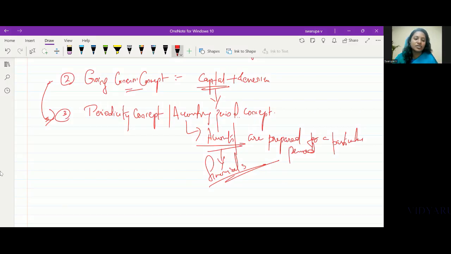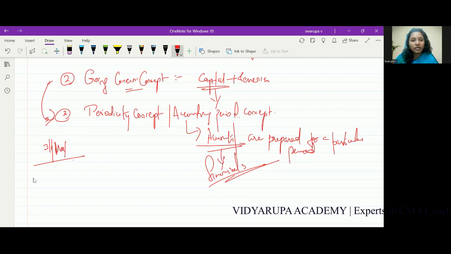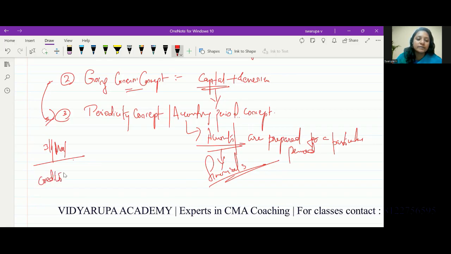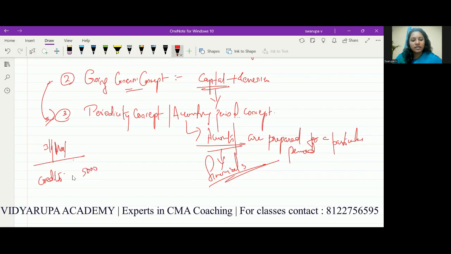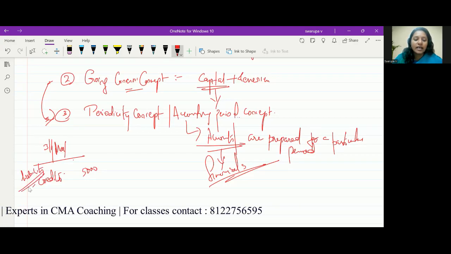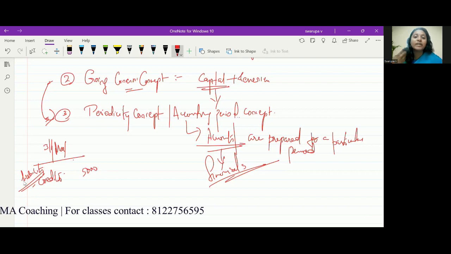Today is 31st March. When we are closing the books of accounts on 31st March, I have bought certain goods, and I have not paid for it. So what happens, he will be a creditor for 5,000 rupees. He will come on the liability side. I have to pay him. What is a liability? Liability means what I have to pay to somebody. I am liable to pay somebody, then that is known as a liability. Amount that is payable is a liability.